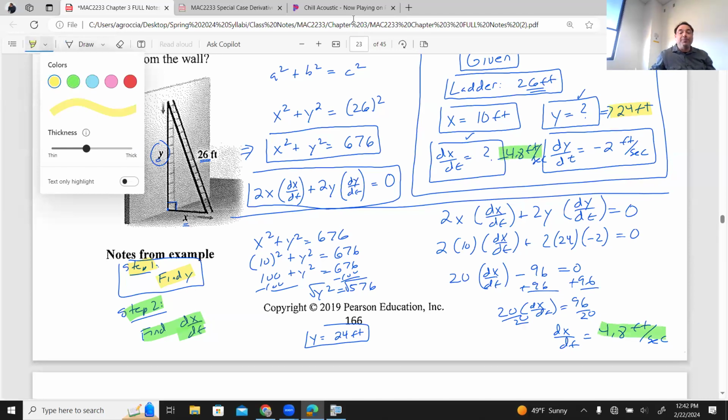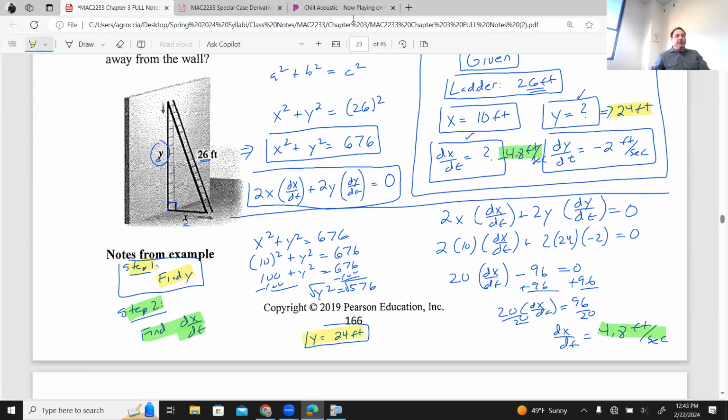Okay, so let's back up and talk about what we found. If we go back to the original picture, what's the distance for x? 10 feet. What's the distance for y? 24 feet. Perfect. Now, what is happening is the ladder slipped. So how fast is the ladder going downward? 2 feet per second. And because it's downward, we call it negative.